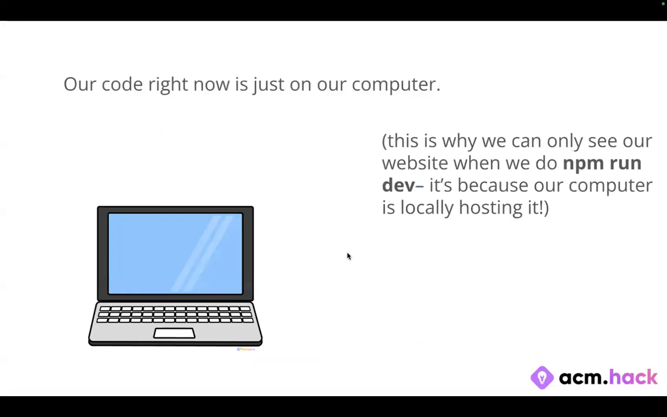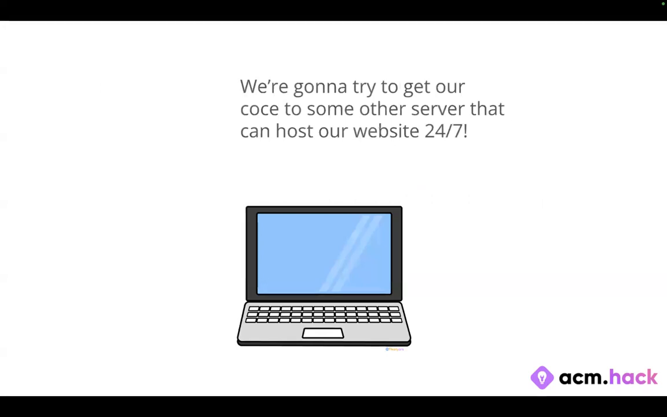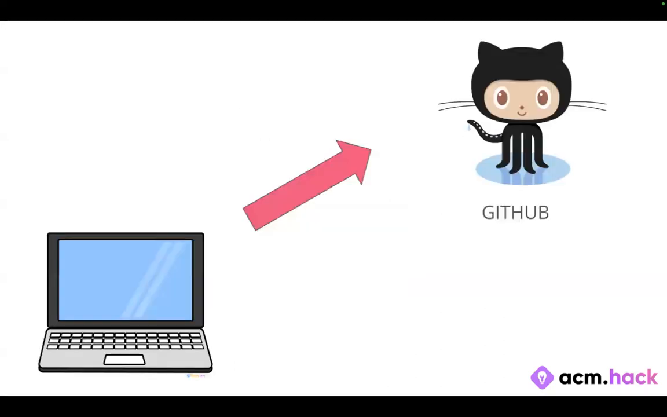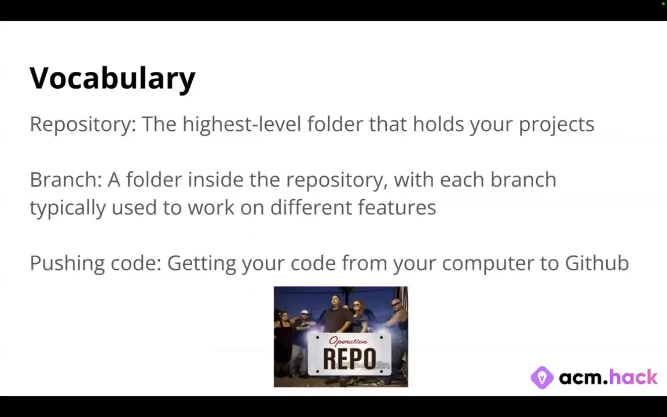So our code right now is just on our computer, as we've explained already. The idea here is we're going to try to get our code to a different server that will be able to host our website 24/7, all the time. In this case, that is GitHub. GitHub is going to do that for us. Specifically, I should say that's GitHub Pages, because GitHub, the site itself, is meant for version control, development and collaboration. But GitHub Pages will do that for us.